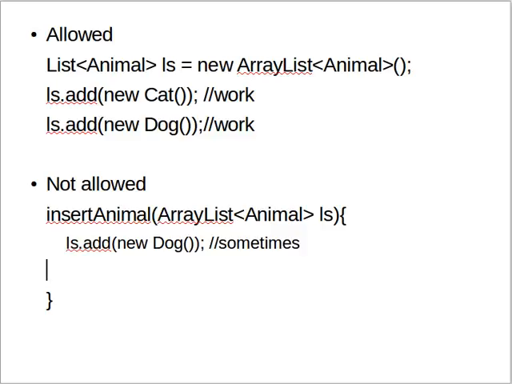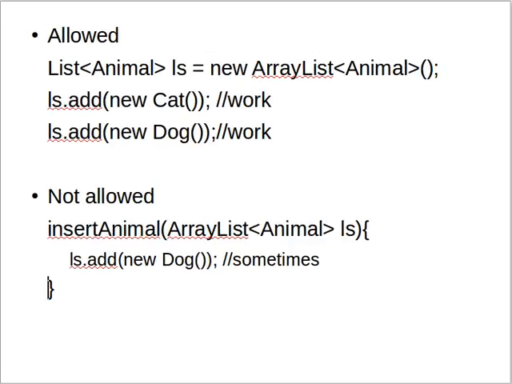And also we can't pass to this particular function, this method, an ArrayList of Dog, although Dog is a subtype of Animal. This particular structure we can't pass as an argument to insert animal.